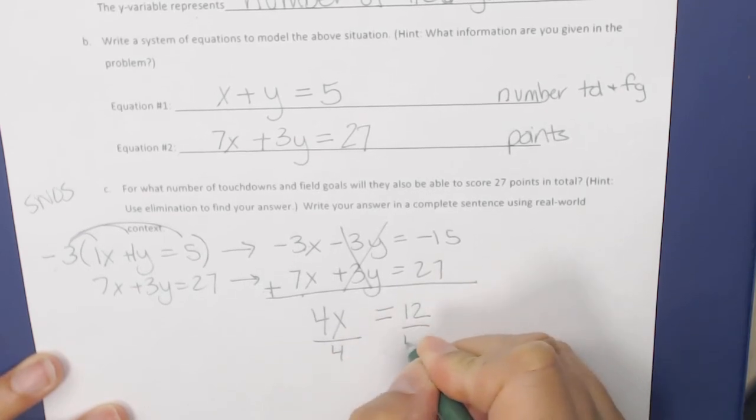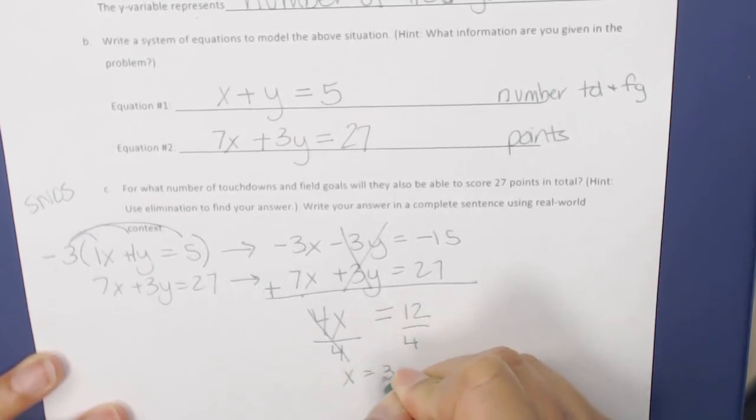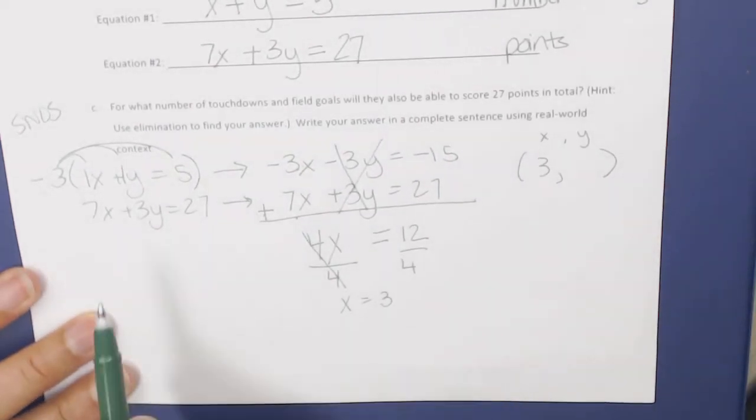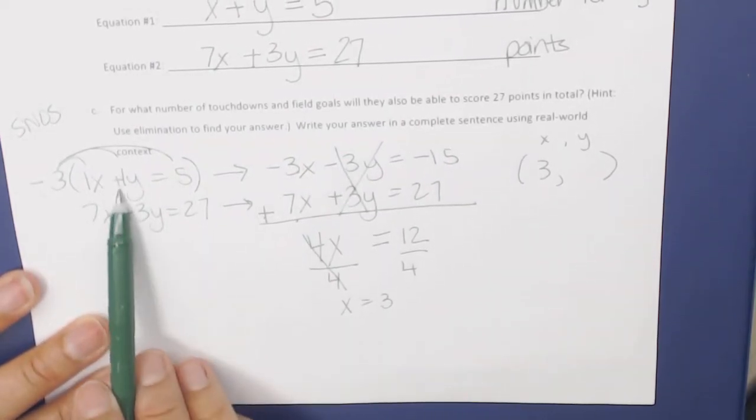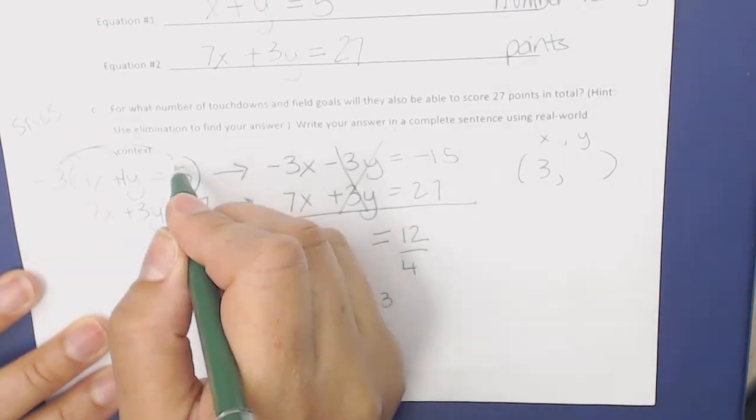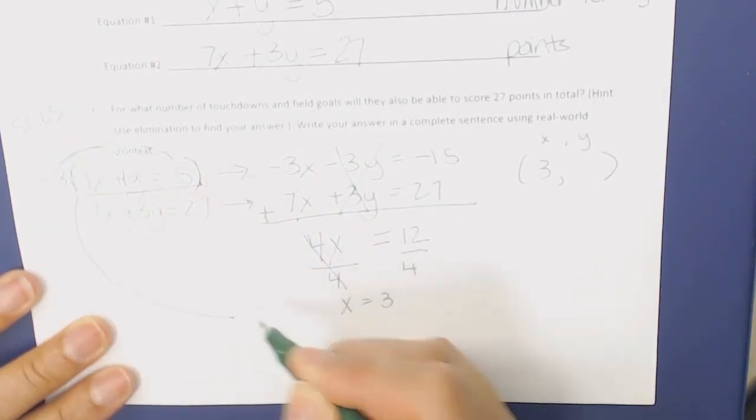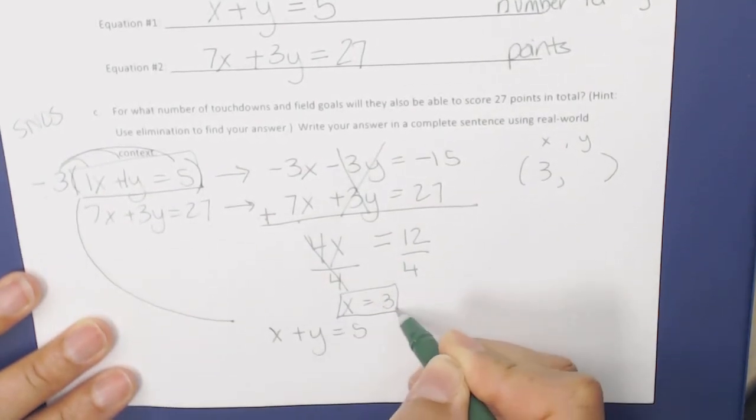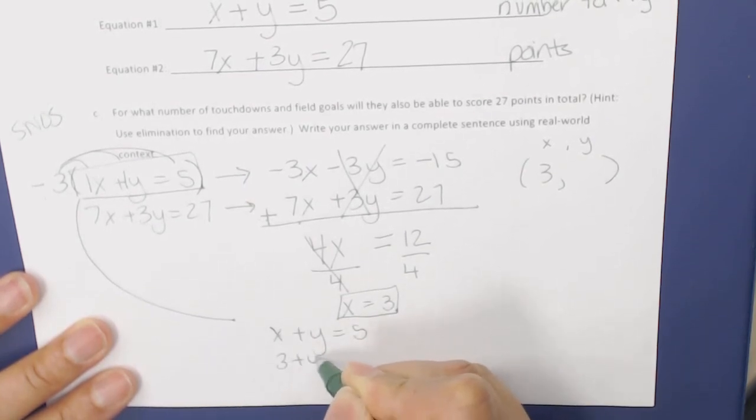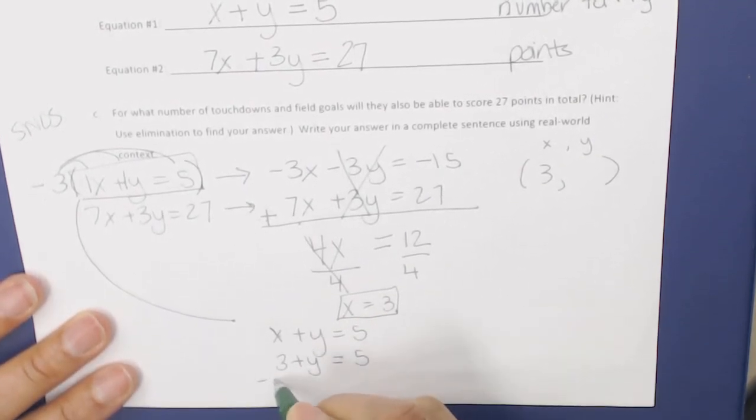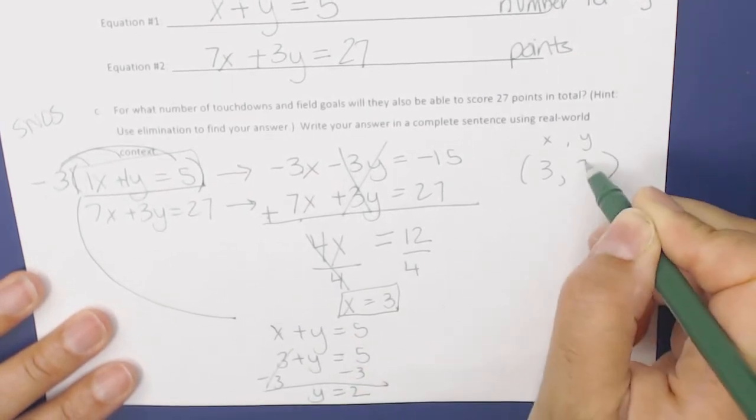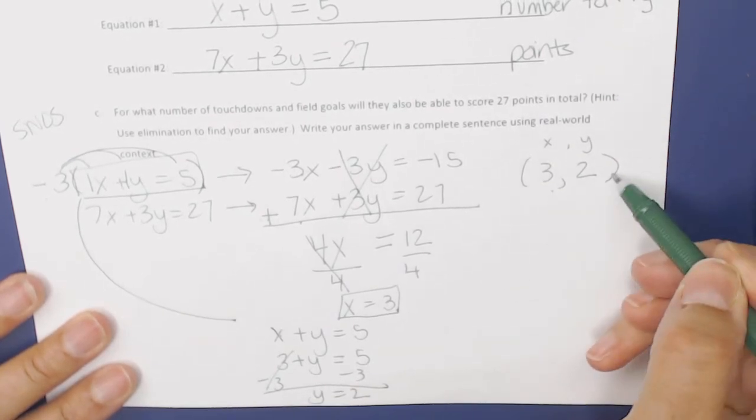Now I can solve for x: divide both sides by 4. My x is 3. So I already have my ordered pair started, 3 being my x, and now I have to find my y. In order to find my y, I'm going to go back to either equation, it doesn't matter. I'm going to pick the top one and rewrite it down here: x plus y equals 5. I see that my x is 3, so I'm going to substitute it in for this x. I get 3 plus y equals 5. Subtract 3 from both sides, and I find that my y is 2. So I have x is 3, y is 2.